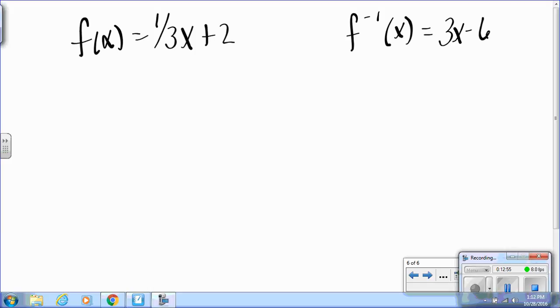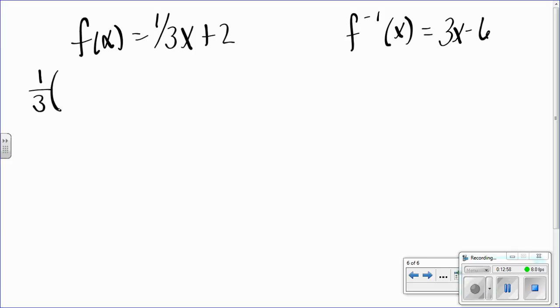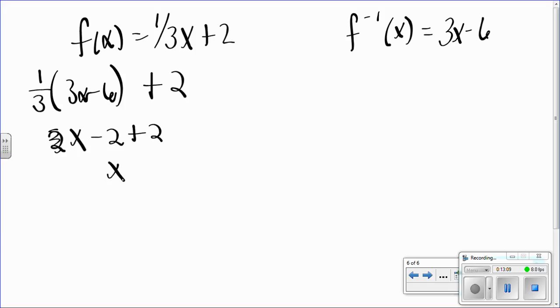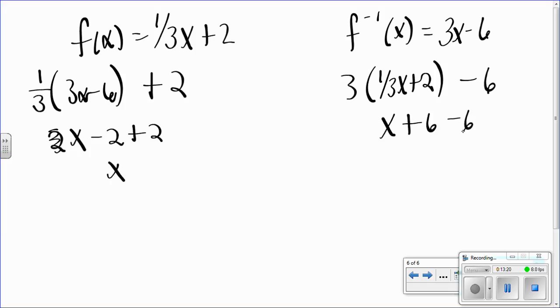I'm going to have 1/3 of 3x minus 6 plus 2. So it's going to be x minus 2 plus 2, which is x. Over there, we're going to have 3 times 1/3 x plus 2 minus 6. It's going to be x plus 6 minus 6, which is x. Alright, and they check out.